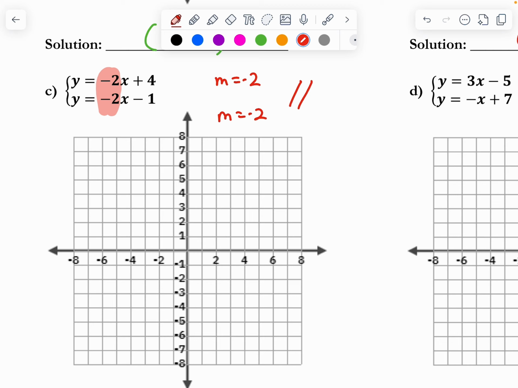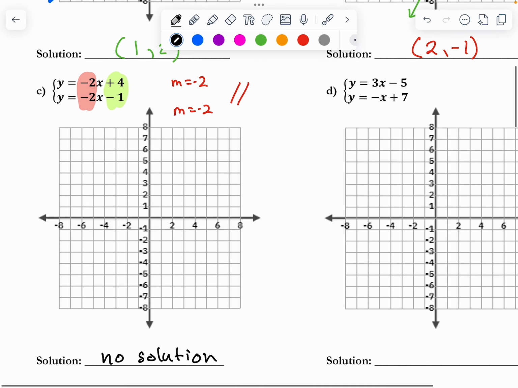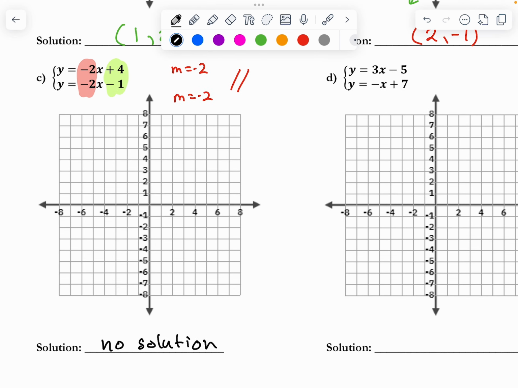So I automatically know that they have the same slope, they have different y's. So I know here that this is going to be no solution. If that doesn't make any sense right now, that's okay, right? Remember that parallel lines are going to be no solution. Lines are parallel when the slopes are the same, but the y-intercepts are different, right? So the m's, the slopes, are exactly the same, in this case -2, but my y-intercepts are different.